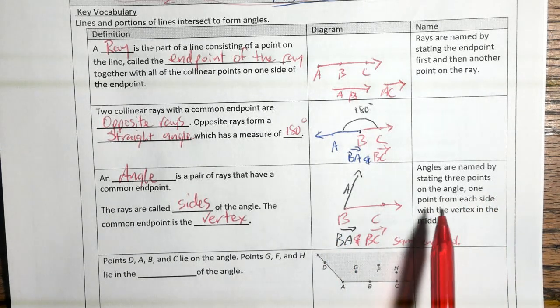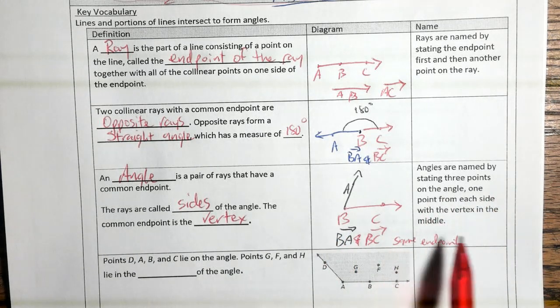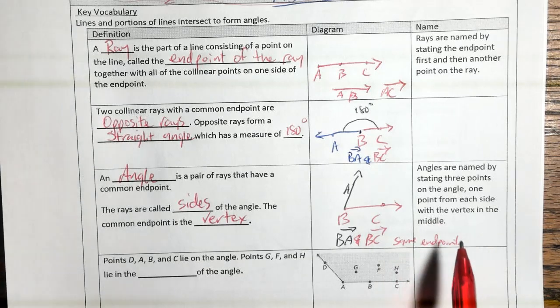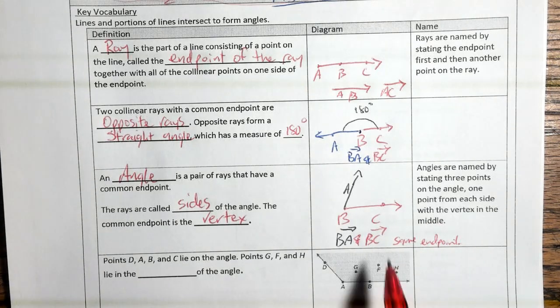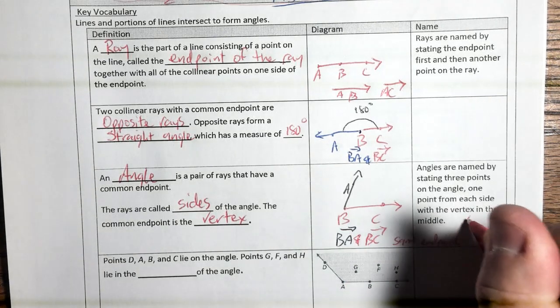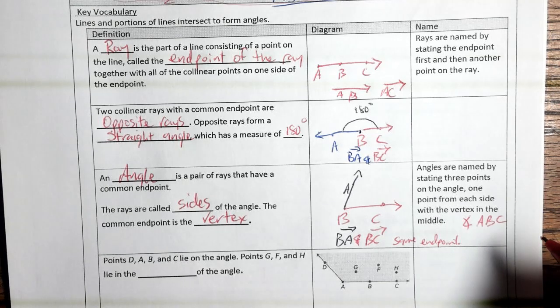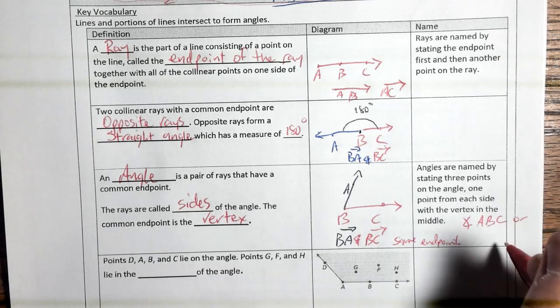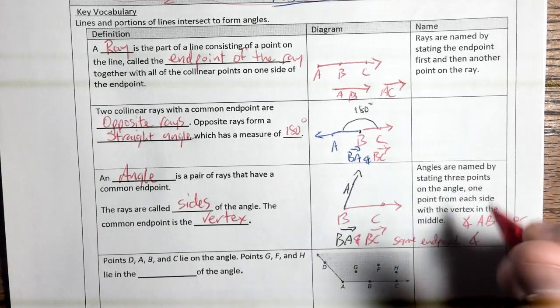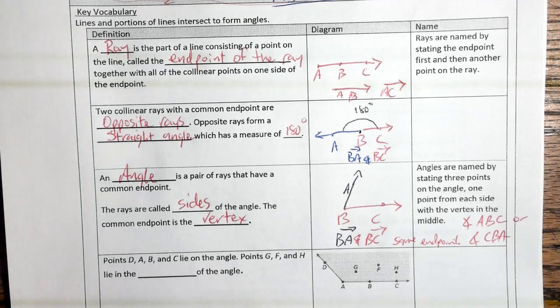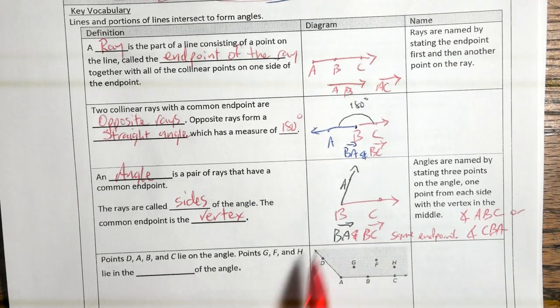Angles are named by stating 3 points of one angle, 1 point from each side with the vertex in the middle. So like right here would be angle ABC, or angle CBA. We can go either direction. And also when you name the angle by just the vertex, it would be angle B.